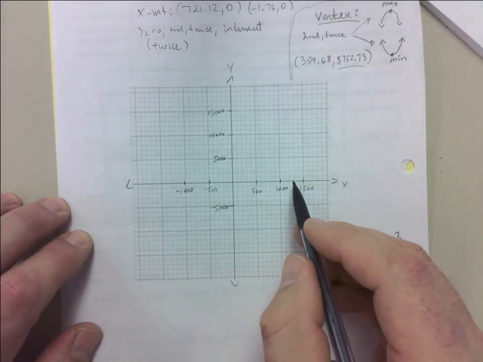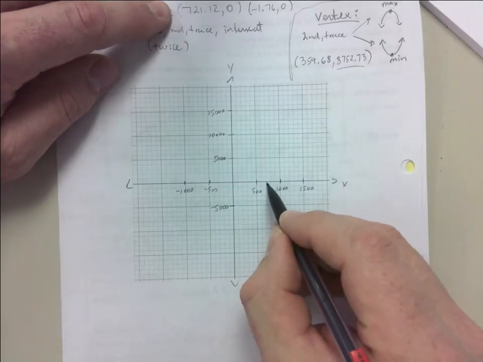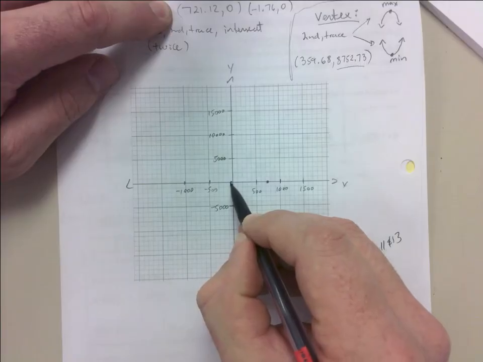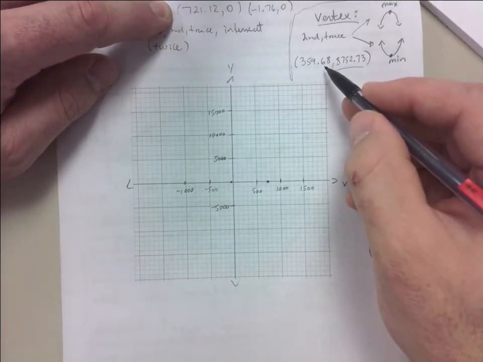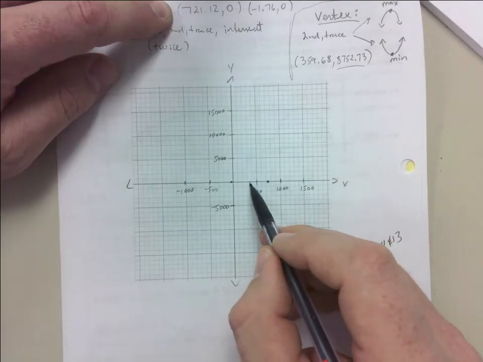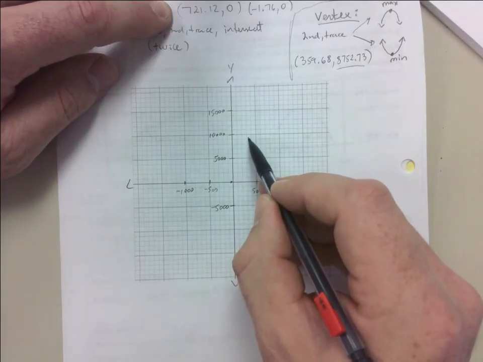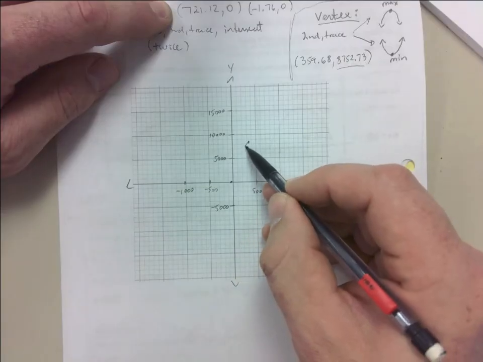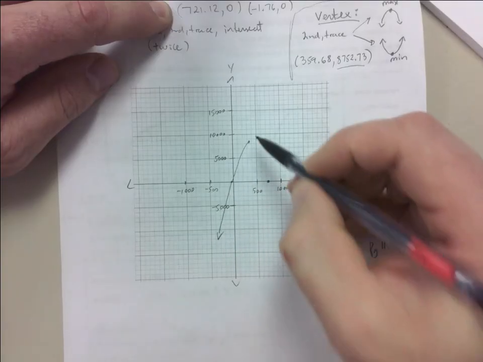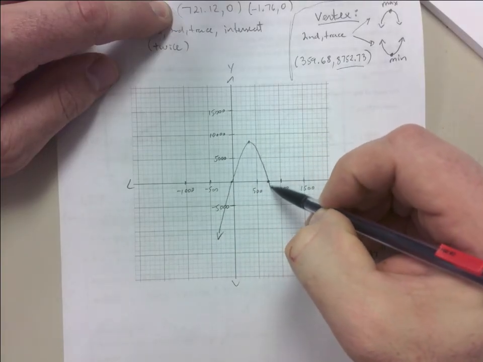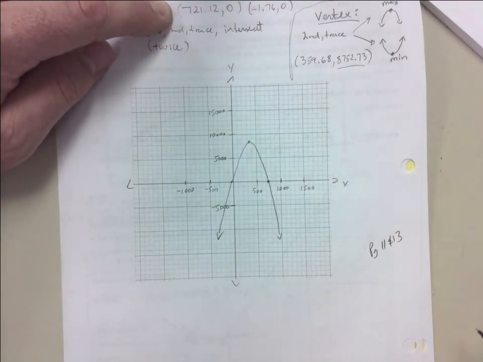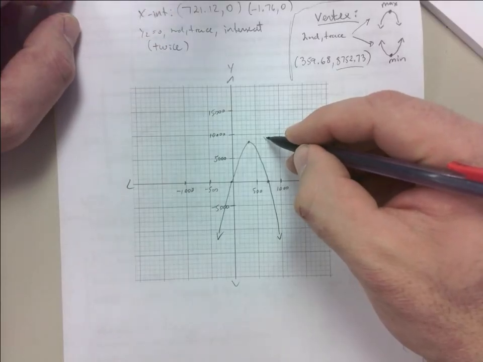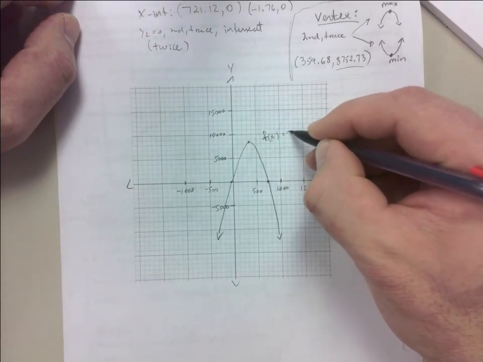I'm just going to plot. So 712 is right there. Negative 1.7 is right there. My vertex is at 359, 8,000 something. You just go like this. You go from the vertex and just kind of make it look symmetric. Last but not least is the function.